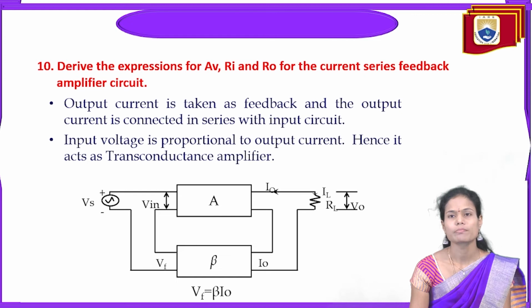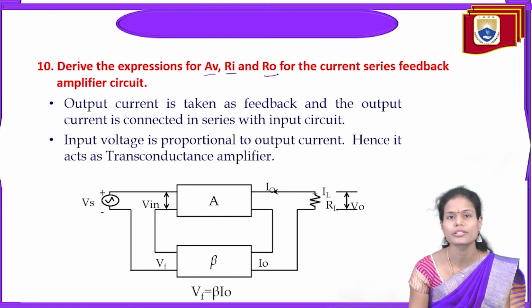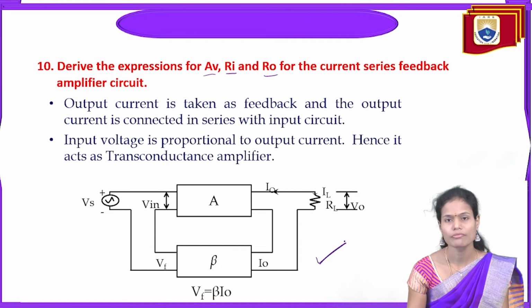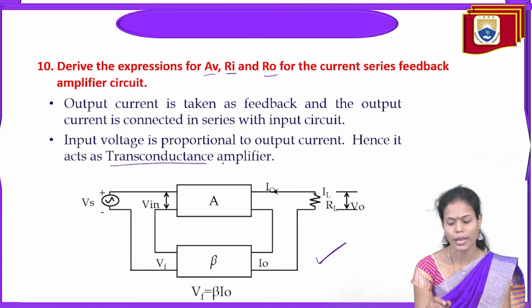Next, derive the expressions for the voltage gain, input impedance, output impedance for the current series feedback amplifier circuit. So this is the circuit of the current series feedback amplifier. So here output current is taken as feedback and the output current is connected in series with the input circuit here. So the input voltage is proportional to the output current. So it is the transconductance amplifier here.